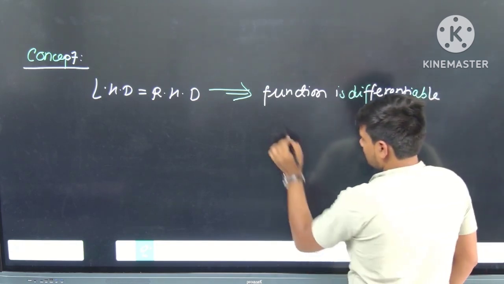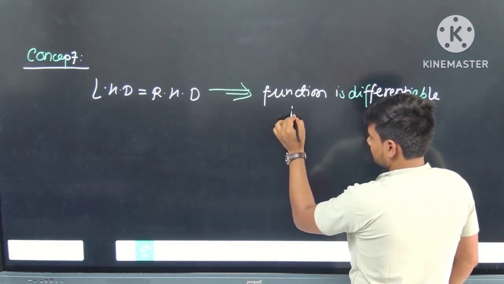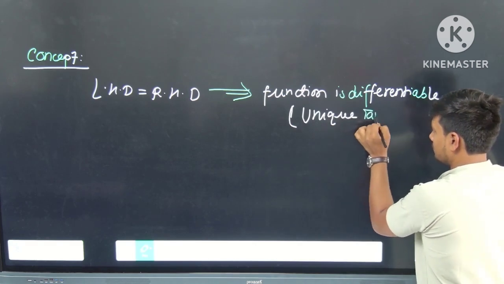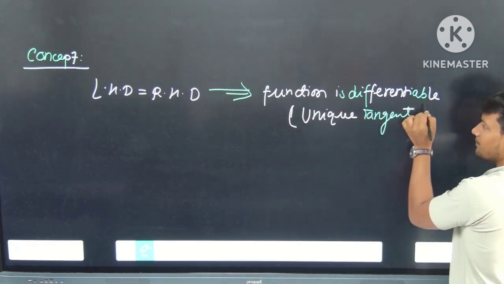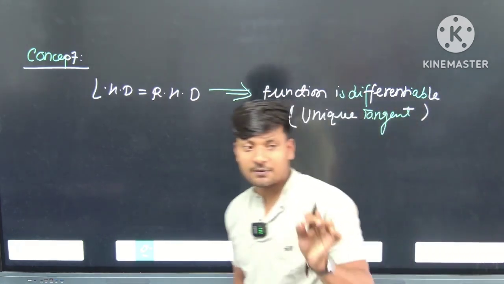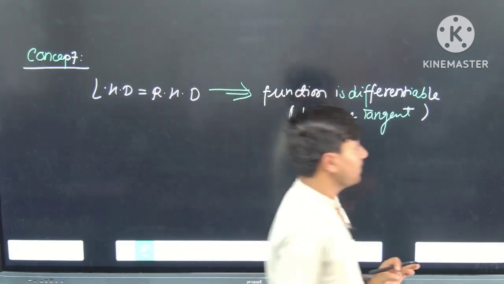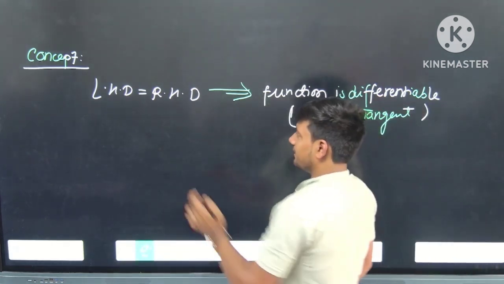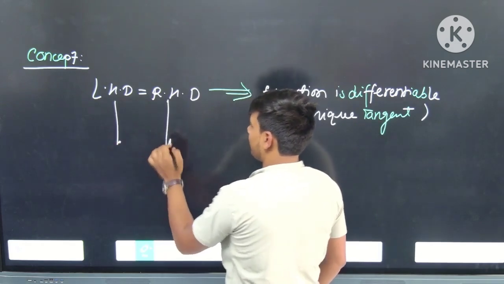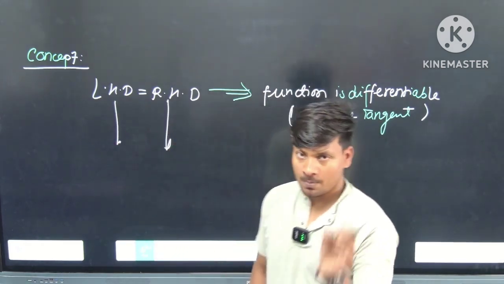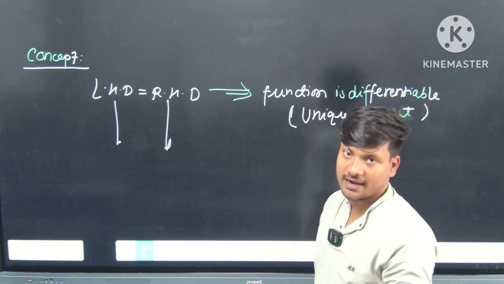Okay, that is the concept of unique tangent. So differentiability is very simple. The meaning of differentiability is the existence of a unique tangent. So we will calculate LHD and RHD. If both exist and are equal, then the function will be differentiable at that point.